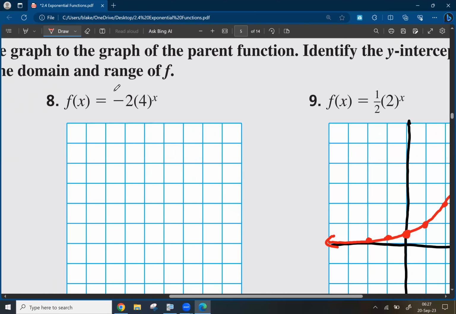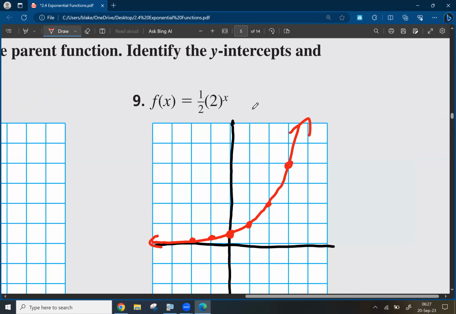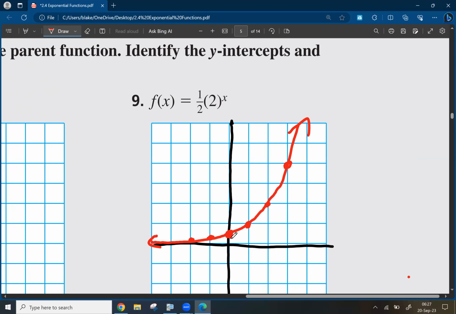So on this one, the y-intercept would be a negative 2. We didn't graph it, but if you did graph it, you'll see the y-intercept at negative 2. So the a value is essentially your y-intercept. Next point is the b value is your growth rate. So you know how I said here we were doubling? Well, that's because we were multiplying by 2, which is our b value here.